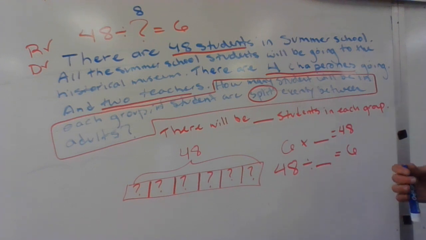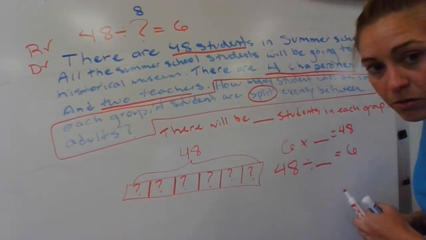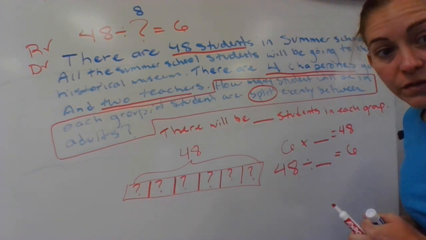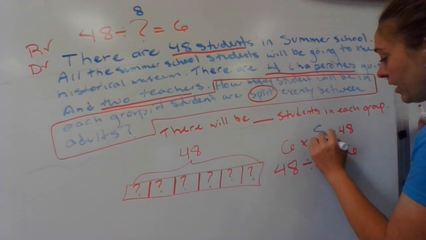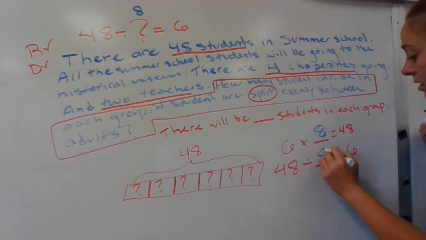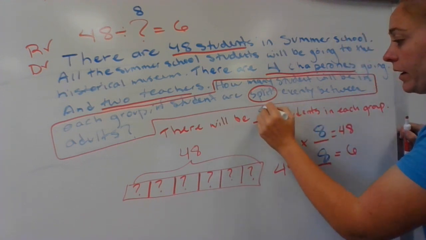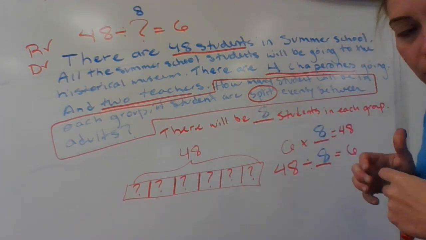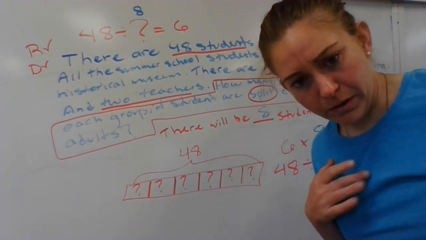So now we can solve. So what times 6 will be 48? Let's do the math. Well, let's see. We know that the multiplication fact of 6 times 8 is 48. So then 48 divided by 6 should be 8 as well. All right.